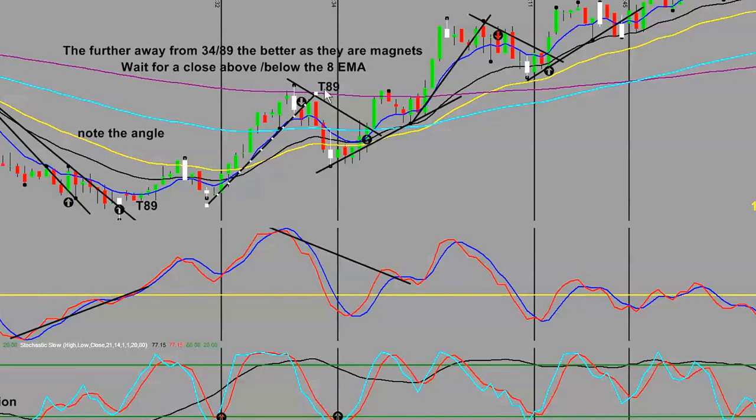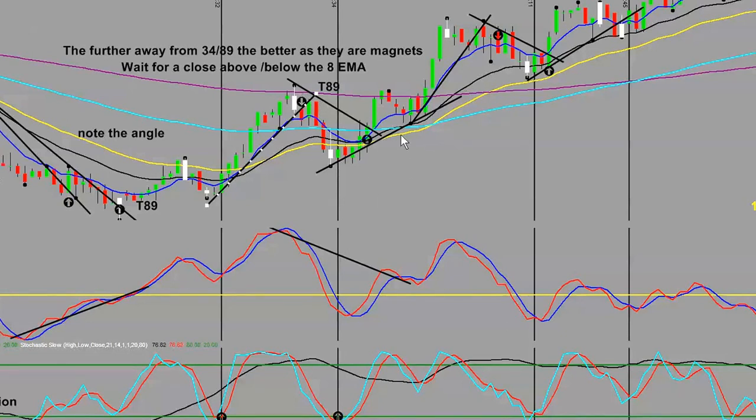Now another little qualification, we want to wait for our price to close under the 8 EMA, as we can see happen there. So you want to wait, or I recommend that you wait anyway. Here we had a T89. It wasn't a great return on that one.